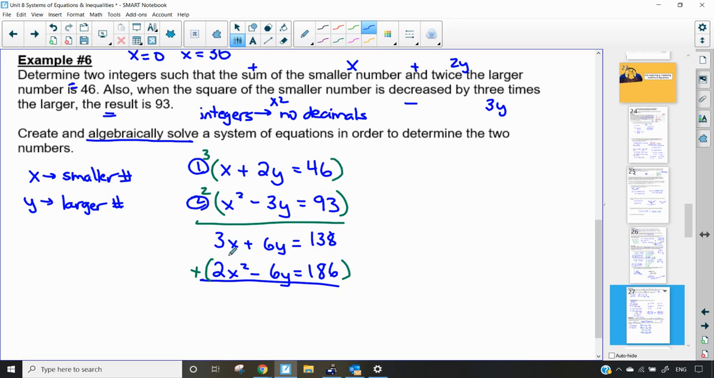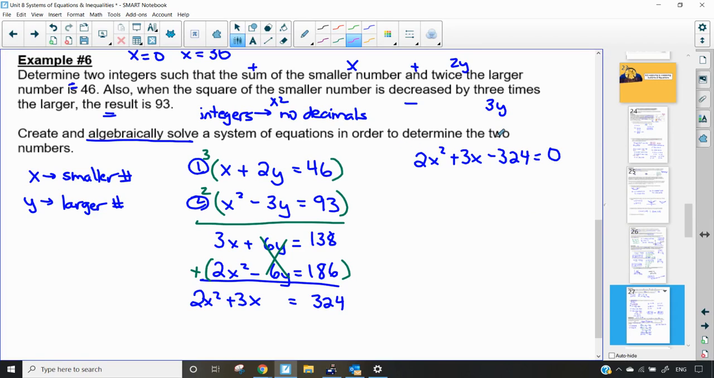3x plus 2x squared, well, those aren't like terms, so that's just going to leave me with 2x squared plus 3x. Negative 6y and a positive 6y are going to cancel out. And I have 138 plus 186, which is 324. So now I have 2x squared plus 3x. I'm going to bring over the 324 equals 0.